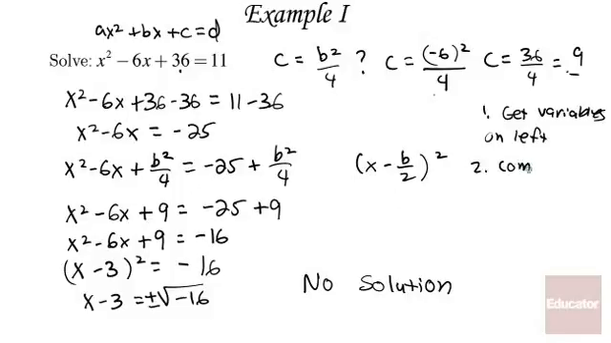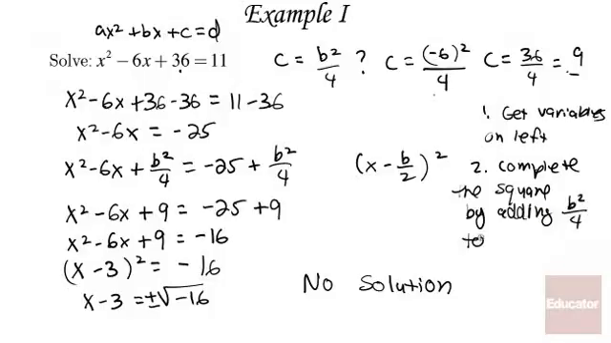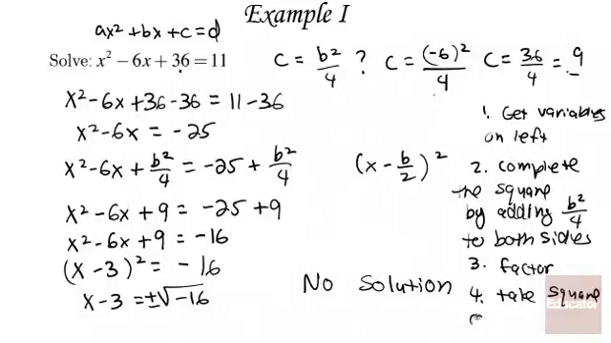Then complete the square by adding b squared over 4 to both sides. Once you have a perfect square trinomial, factor and then use the square root property. Take the square root of both sides. And if it turned out that I had an a that was something other than 1, a leading coefficient other than 1, I would have had an extra step here because I would have had to divide everything by a.